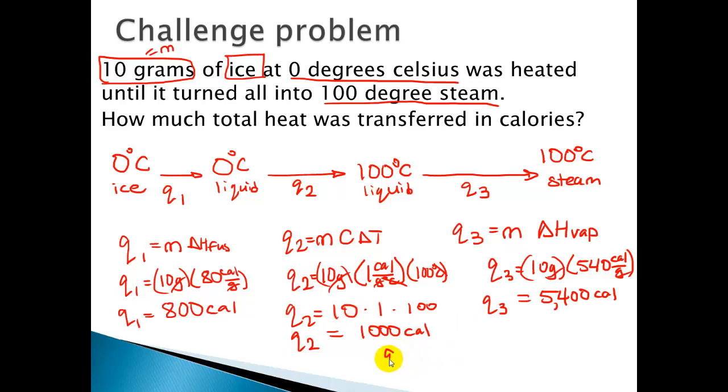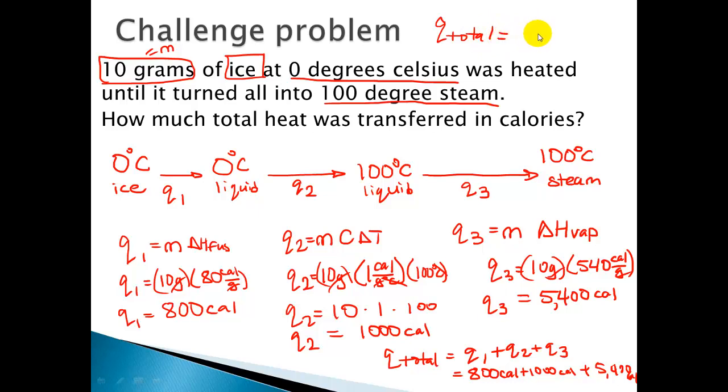The final thing we're going to do is to find Q total. We need to add up all of the components, Q1 plus Q2 plus Q3. So that's going to be equal to 800 plus 1,000 plus 5,400 calories. Our final answer, I'll go ahead right at the very top. Q total is going to be equal to, let's do this real fast, 5,400 plus 1,000 plus 800. Carry that one, and I get 7,200.